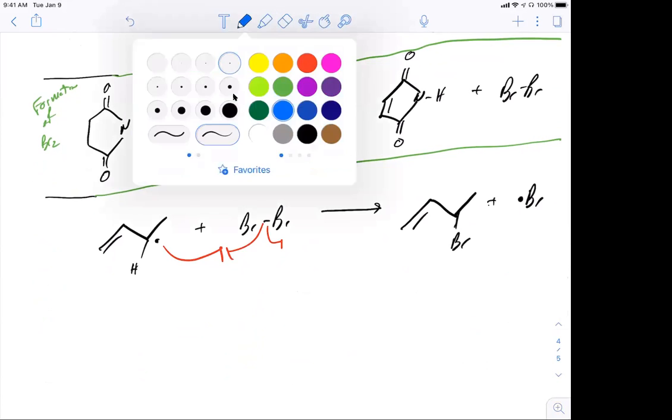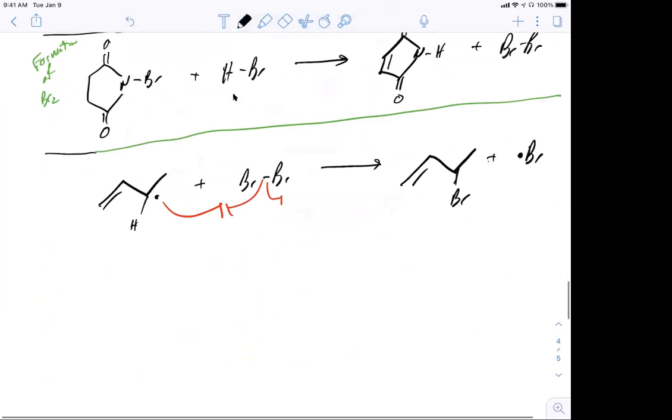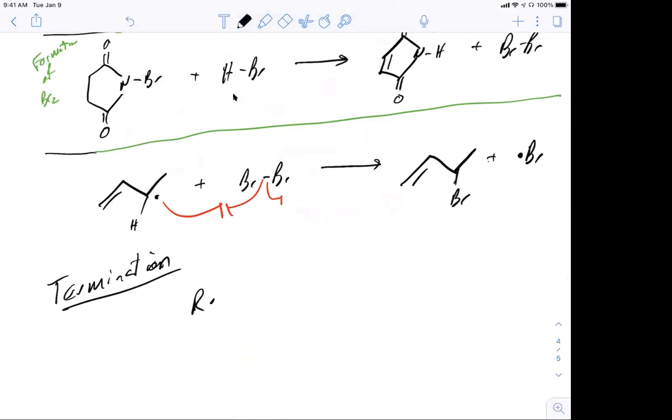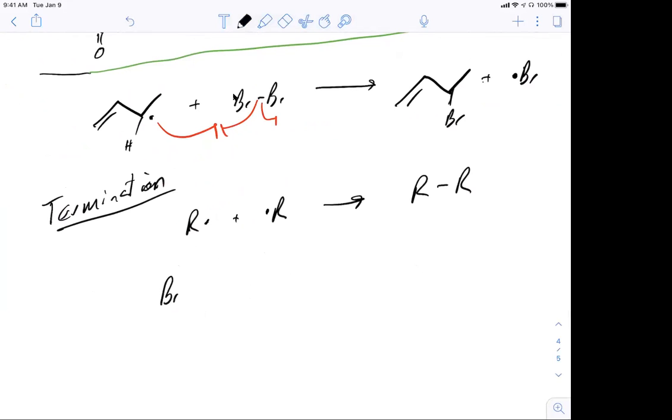And one of the big parts that you need to understand about reaction mechanisms is initiation, propagation, and then termination. And again, termination from Thursday is any two radicals coming together to bond and eliminate those radicals. So in this case, it could have been two bromines. They'd be in low concentration, so not going to happen very often, but you could have had two bromines coming together.